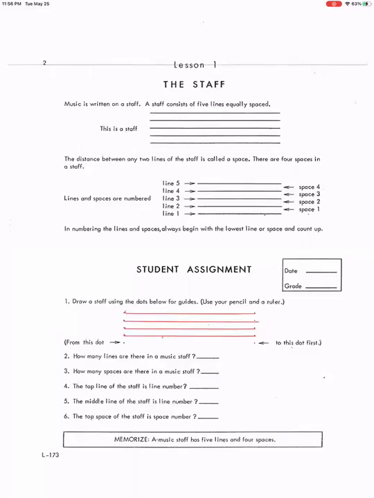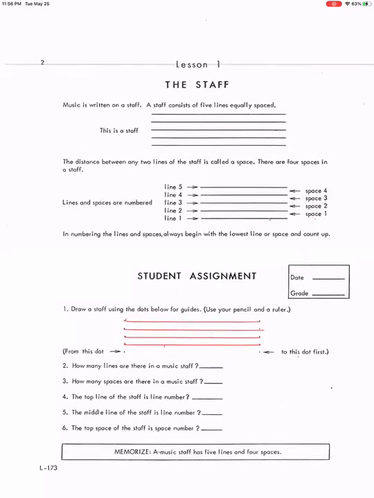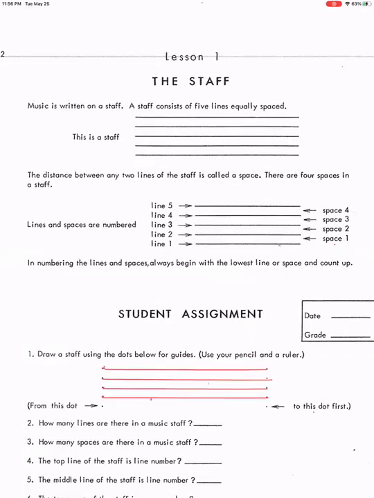Welcome to Master Theory, Book 1, Lesson 1. We're going to start with the staff. Music is written on a staff. A staff consists of 5 lines equally spaced. So you will always see 5 lines on our music.